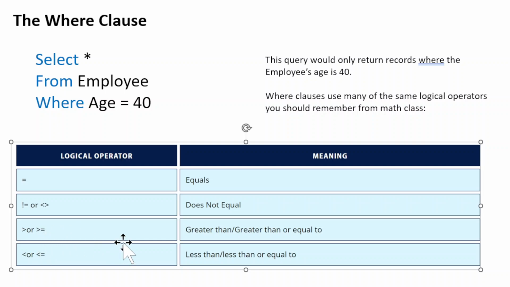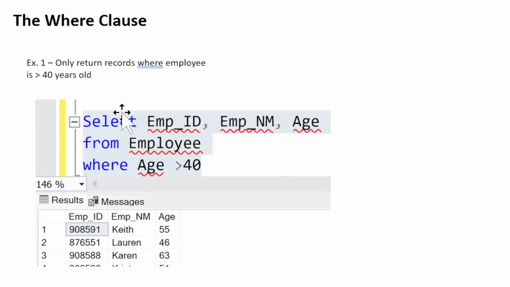These are important to remember because if you say greater than 18, you'll get 19 and above, but 18 will be excluded. If you want 18 included, you say greater than or equal to. That's very important. In this example, we're selecting from our table called employee where the age of the employee equals 40. That's what this clause returns. I can also do this example where the age is greater than 40.